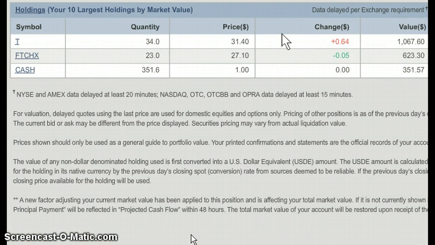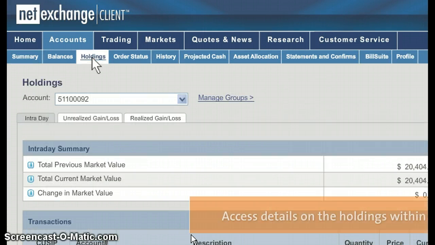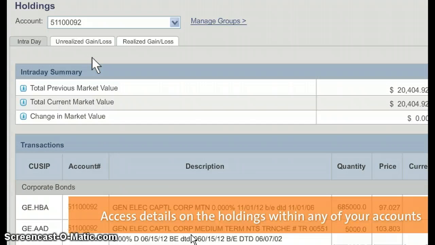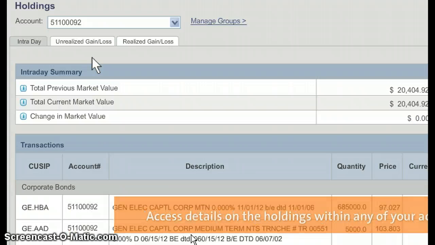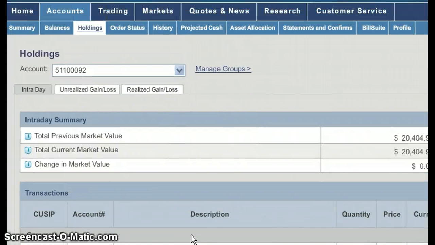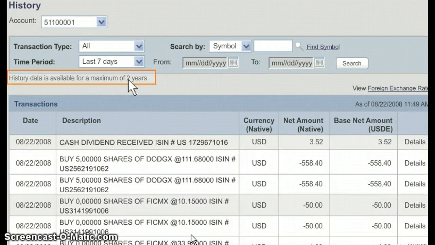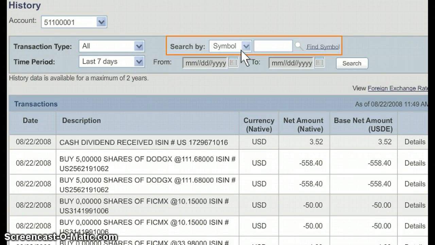The Holdings sub-tab enables you to access details on holdings within any of your accounts. This includes intraday trading as well as gains and losses. On the History sub-tab, you can see up to 2 years of history that's available for your accounts. And when you are using that, you can also differentiate between transaction type, you can search by symbol, and you can choose the time period that you want to look at as well.